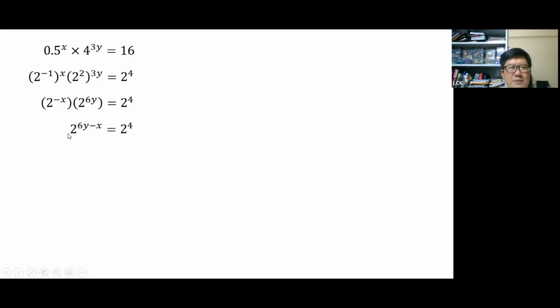Retain this. And because your bases are now the same, you can equate your indices. 6y minus x equals 4. And once you have done that, you can say that 6y minus 4 equals x. Bring that, and that becomes a minus 4. Bring that over, that becomes an x. Now, what have you done?